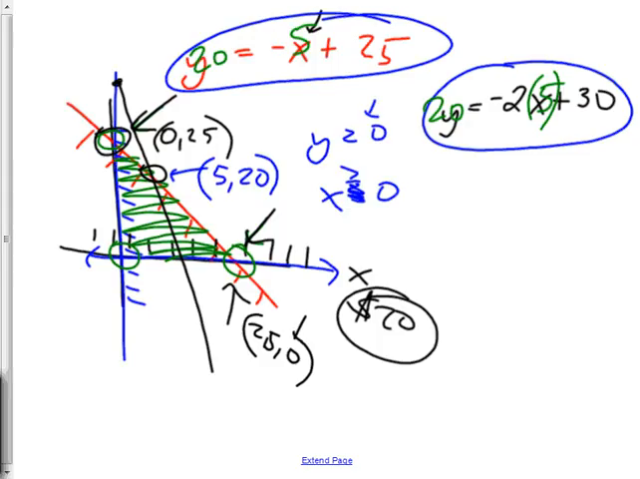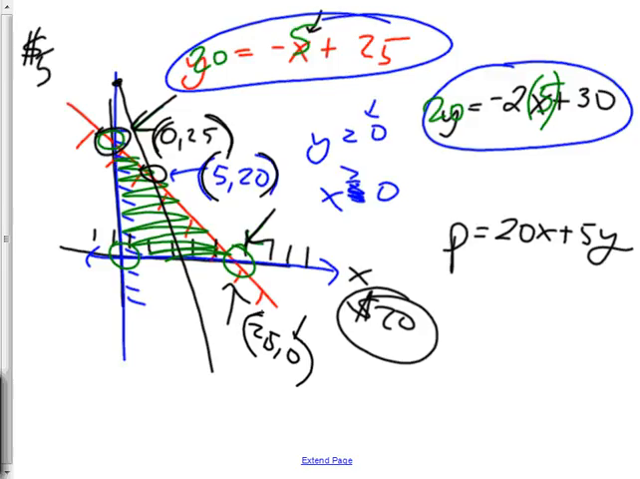I make 5 bucks when I sell a Y. What's the optimization equation? Yes, sir. P equals 20 for each X plus 5 for each Y. Perfect. Then, of the points where these cross, which one makes me the most money? 5 comma 20, 0 comma 25, or 25 comma 0?